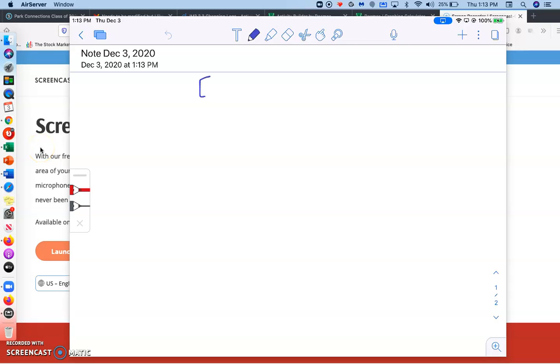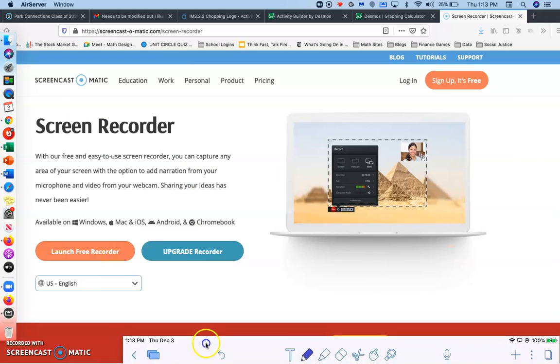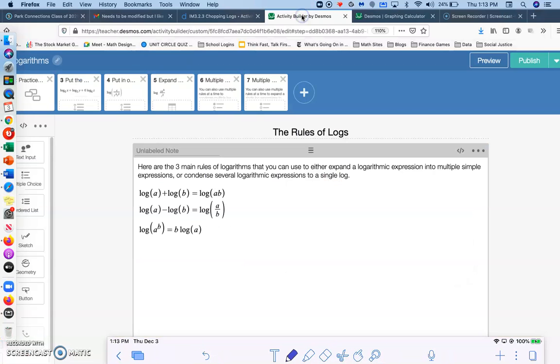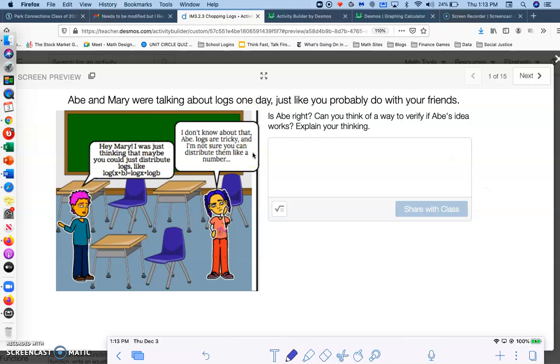Today we're going to take a look at expanding and condensing logs. We're going to look at something together and see if we can figure out what it means to expand and condense logs. So the first thing we're going to take a look at is this.